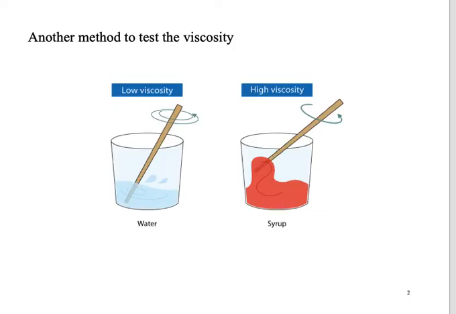Another method to test the viscosity is by stirring the liquid. So water has low viscosity, so you could stir it easily. However, maple syrup has high viscosity, so you need a certain amount of energy to stir the syrup.